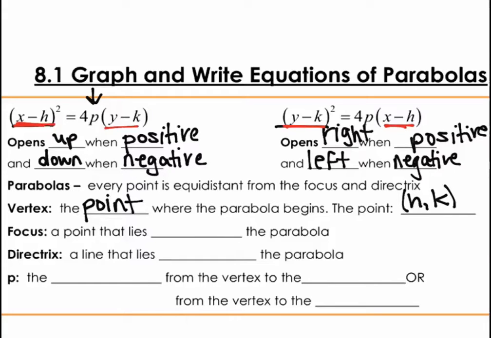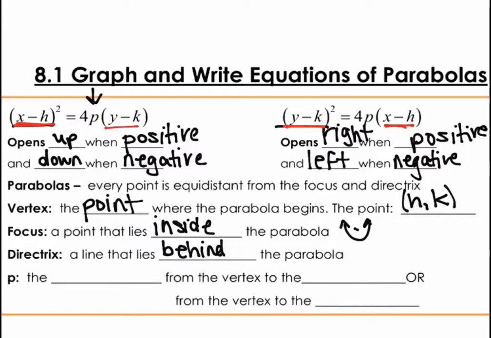So the focus is actually a point that lies inside the parabola. And when I say inside the parabola, I mean inside the mouth of the parabola. So we're talking about a point in there. And then the directrix is a line that lies behind the parabola. It's never going to touch or cross the parabola. It's never going to go through it.